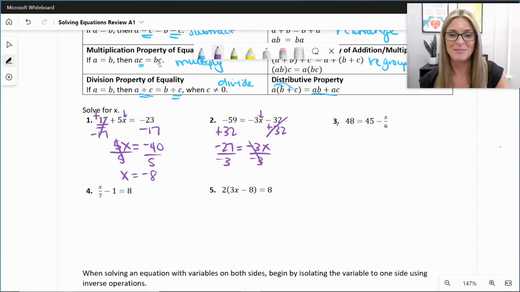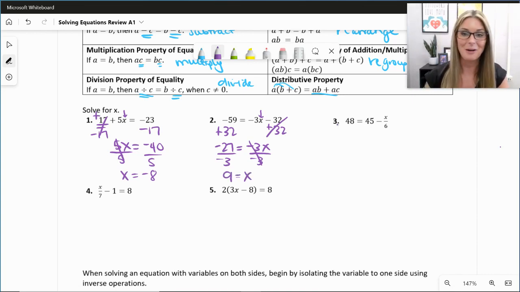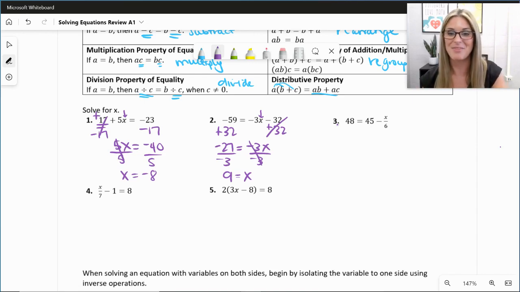Negative 27 divided by negative 3 is positive 9 equals X. You could use the symmetric property, flip that over, and write your final answer as X equals 9, and it would mean the same thing.